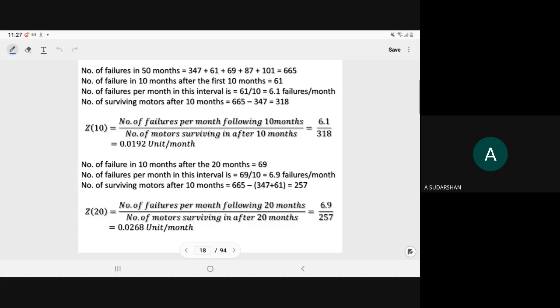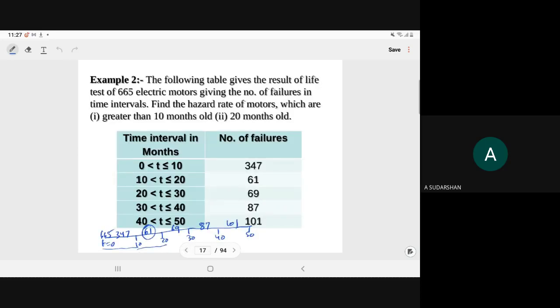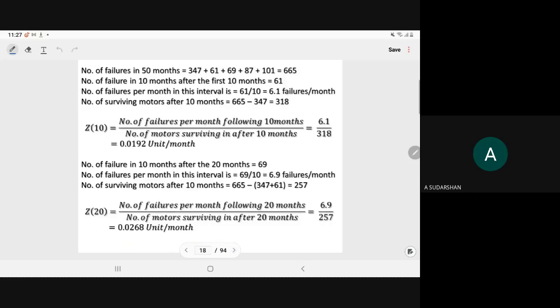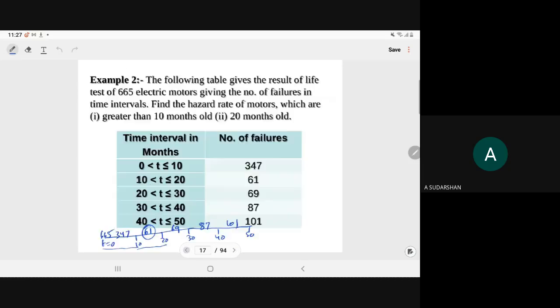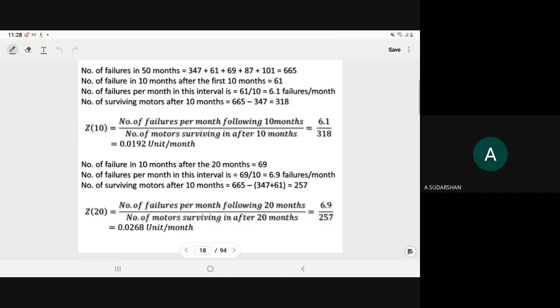That is 6.1. And the total number of surviving motors means 665 minus 347. Right, 665 minus 347. So it is 318. So at this time we have 318 motors. So the failure rate will become 6.1 upon 318.